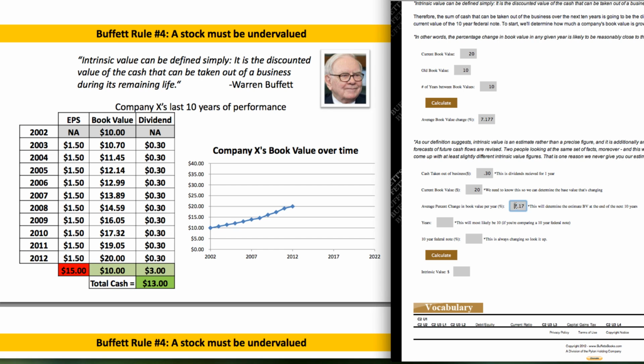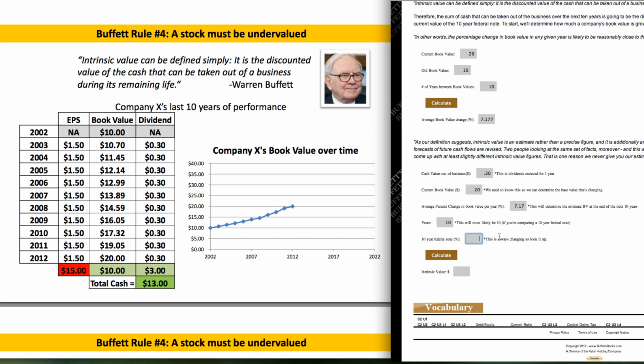So this is where the guesswork of the intrinsic value calculation really comes in. It's a matter of preference. It's a matter of risk. It's something that you're going to have to tailor to your specific needs. But for this, based off of how flat that line is, I'm going to go ahead and use the 7.17. So the years. This is going to be the next 10 years. So if you're always comparing this to a 10-year federal note, this number here is always going to be 10.